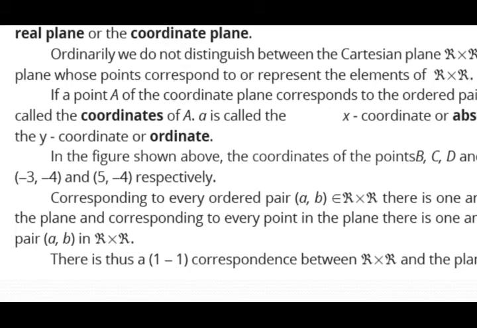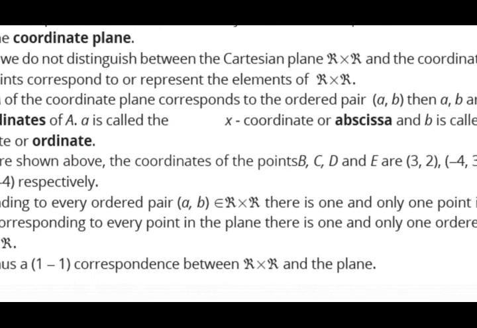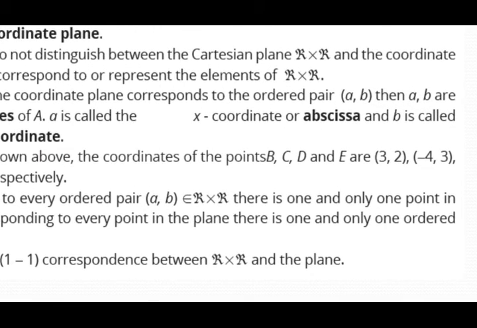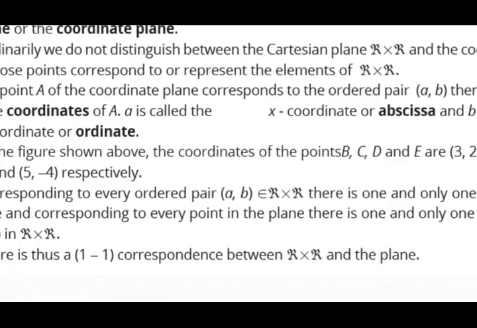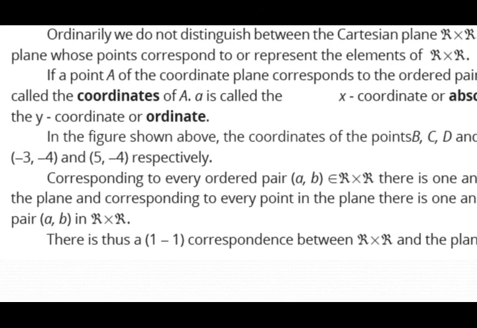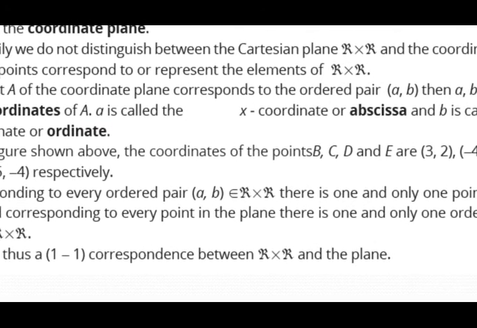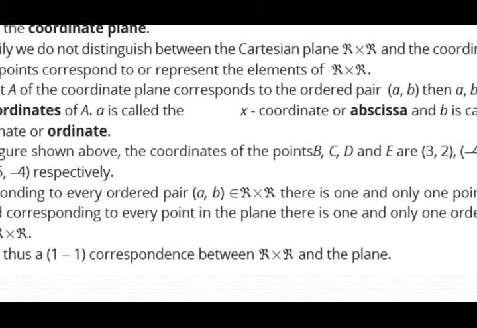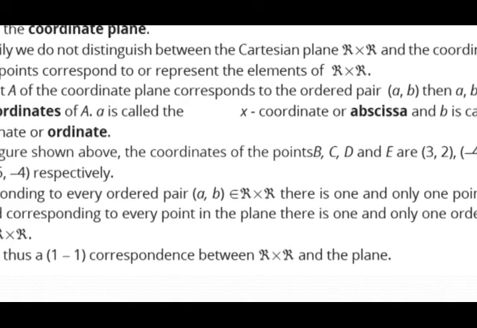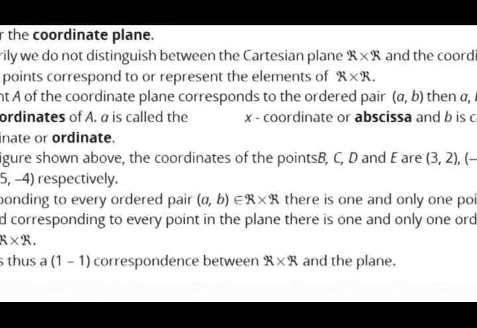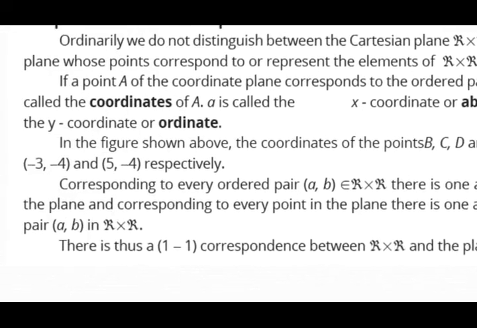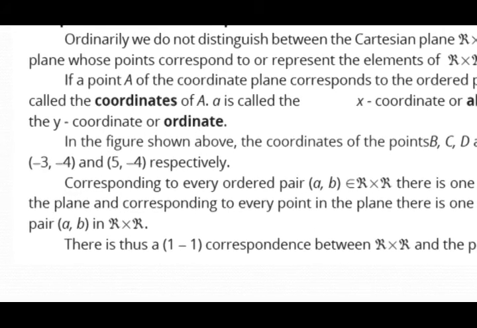If a point A of a coordinate plane corresponds to the ordered pair a, b, then a and b are called the coordinates of A. In the ordered pair, the first element a is called the x coordinate or abscissa, and b is called the y coordinate or ordinate.